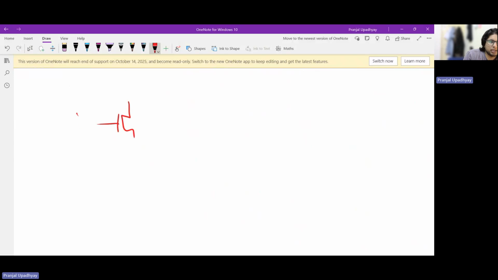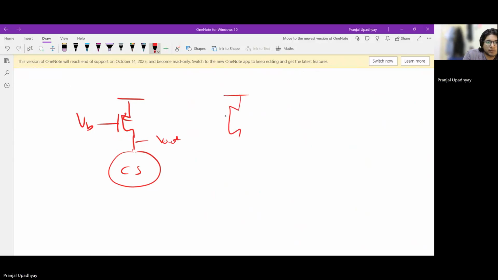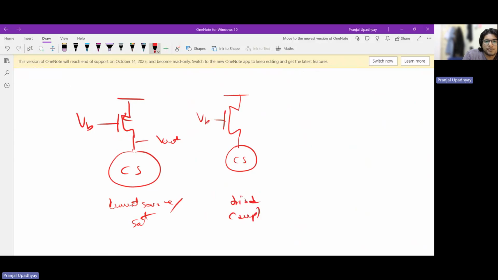Okay, so let me take this VB. Here is my CS stage, V out. Here is again my VB, and this is the CS stage, and this is my current source load, or saturation. This is my triode, which is basically the deep triode load, and this is my diode connected load. So let us answer the question which I hinted at before: which of these loads performs best for voltage headroom?